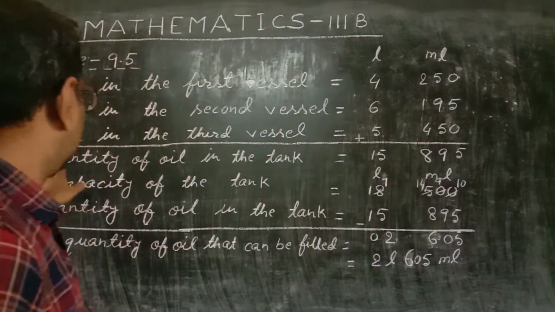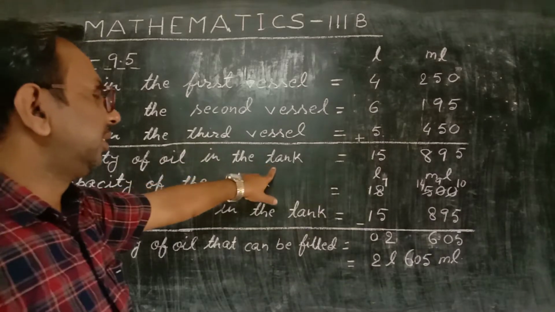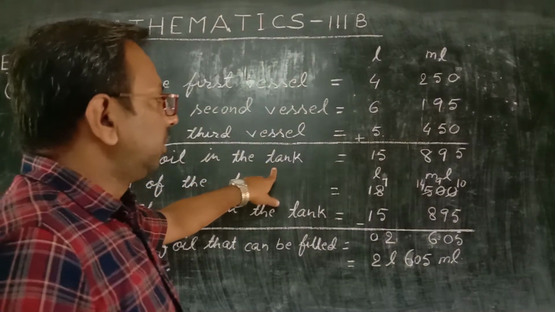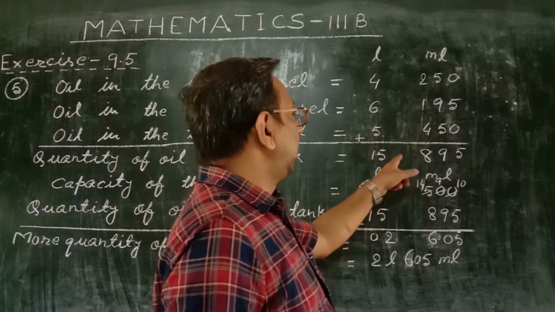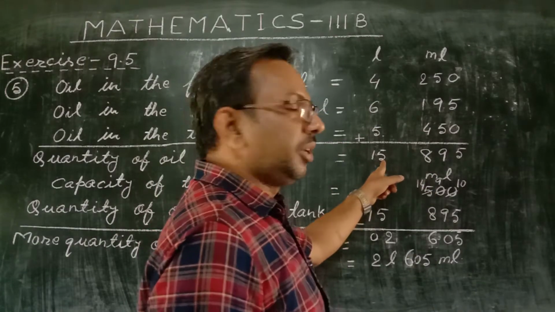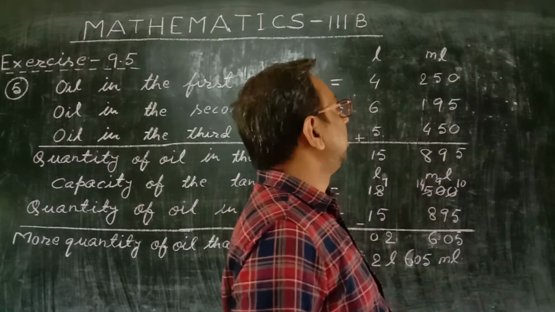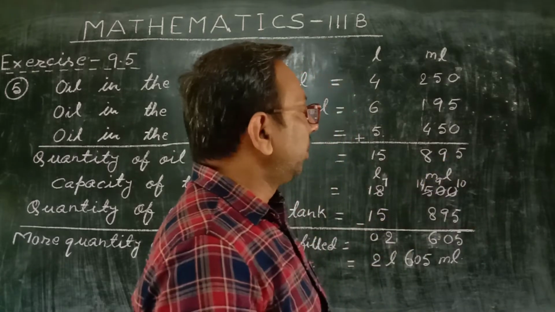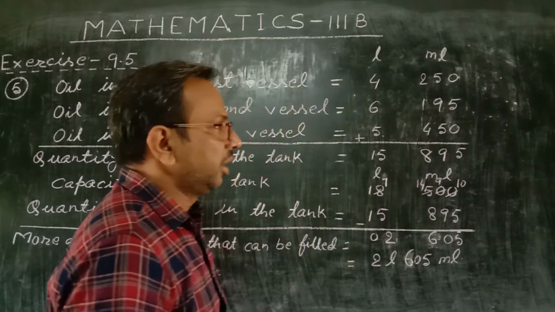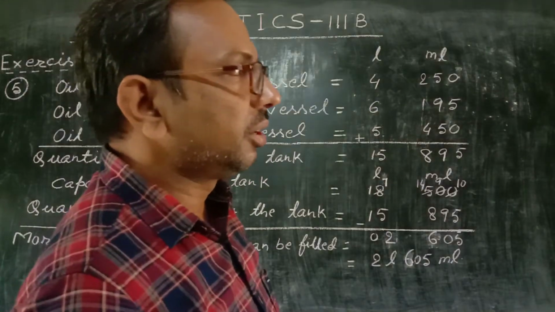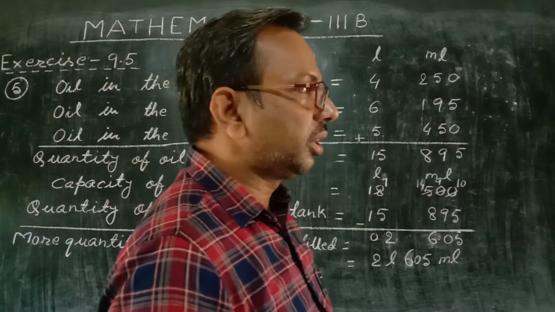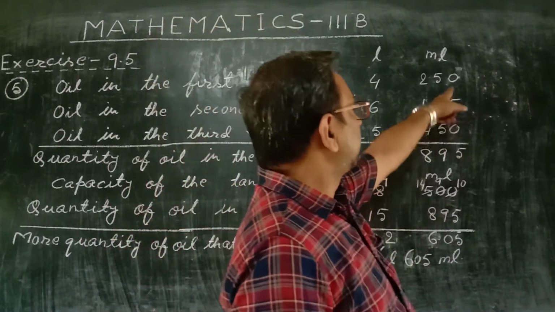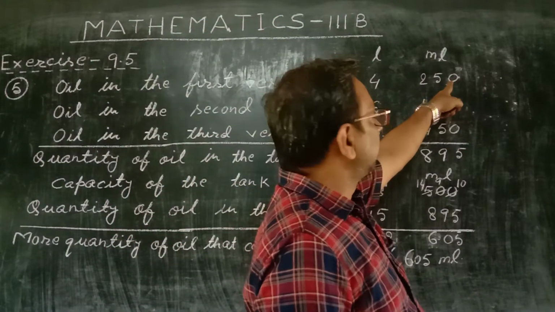Then I got quantity of oil in the tank equal to, I added all these three quantities and I got 15 liter 895 milliliter. When you add these quantities, at first you add the column of milliliter because milliliter is a smaller quantity than liter. At first we add the small quantity. First we add the ones place.